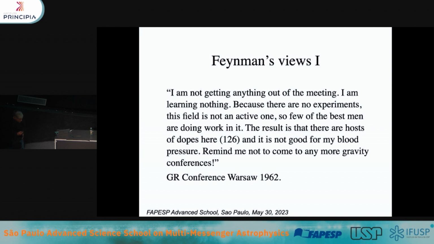But essentially, just a few years later, at another conference on general relativity that took place in Warsaw in 1962, Feynman was extremely skeptical of any progress in the field. And he said, I'm not getting anything out of the meeting. I'm learning nothing because there are no experiments. This field is not an active one, so few of the best men are doing work on it. The result is that there are a host of dopes here, 126, and it is not good for my blood pressure. Remind me not to come to any more gravity conferences. This is actually in a letter to his wife.